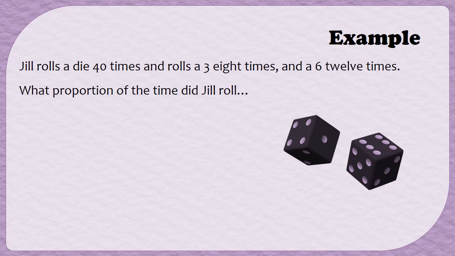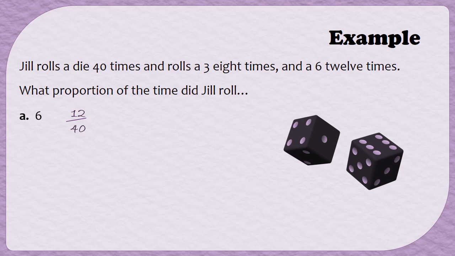In this example, Jill rolls a die 40 times, and she rolls a 3 a total of 8 times, and she rolls a 6 a total of 12 times. And we want to know what proportion of the time did Jill roll a 6. So to find this proportion, we're going to take the number of times that Jill rolled a 6. In this case, that's going to be 12. And we're going to put that over the total number of times that Jill rolled a die. She rolled them 40 times, so we're going to get 12 over 40.